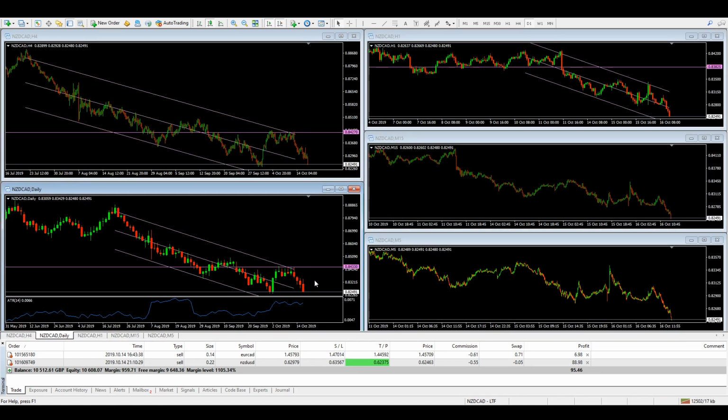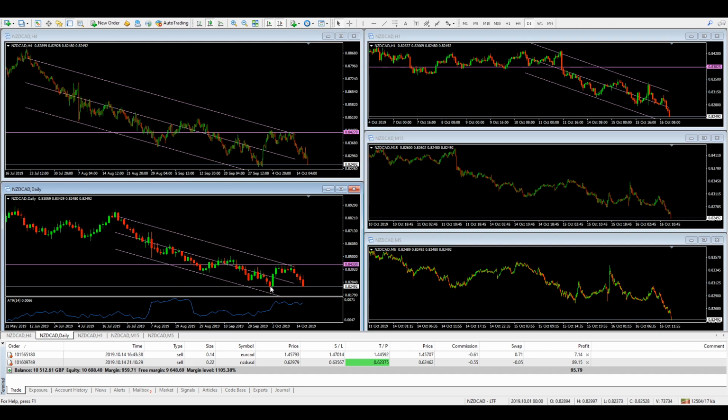And NZDUSD, this is just too late in the move. It's coming down to find support here. The opportune time to enter this was up around here, where the price in the hourly and the 4 hourly was showing it started to roll over and show those early signs of bearishness. The NZDUSD is very similar to this, which is the trade that I'm in, which is almost hitting take profit here. So I'll go over that a bit more in that case, in this instance.